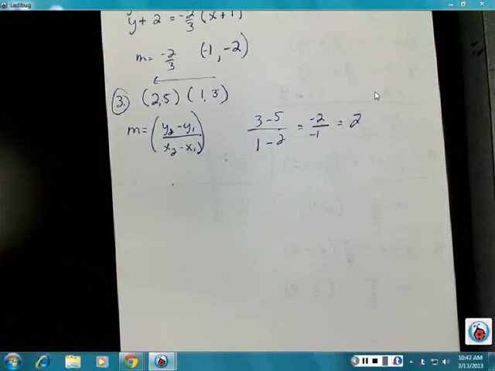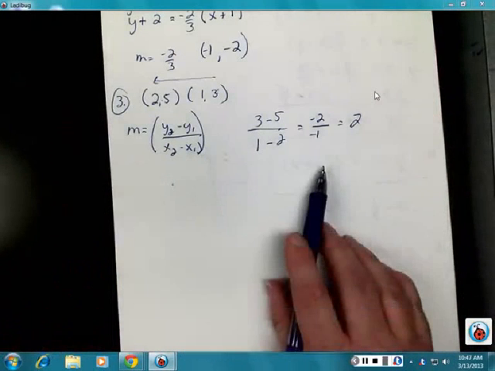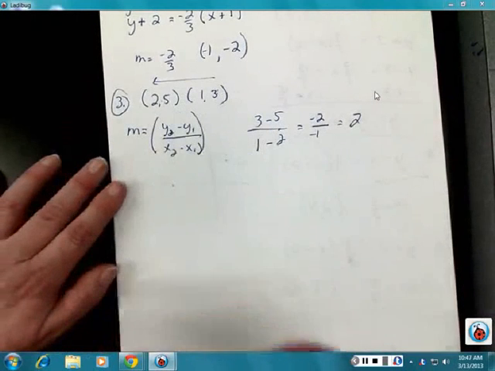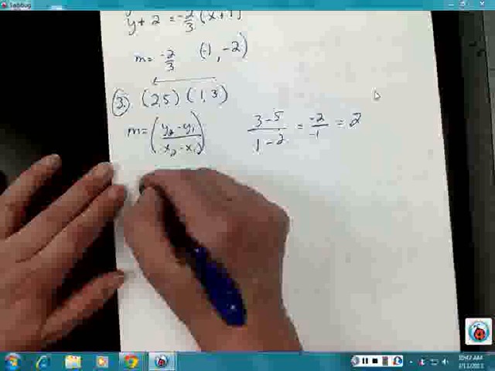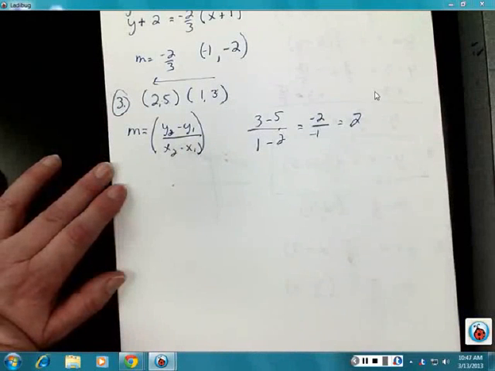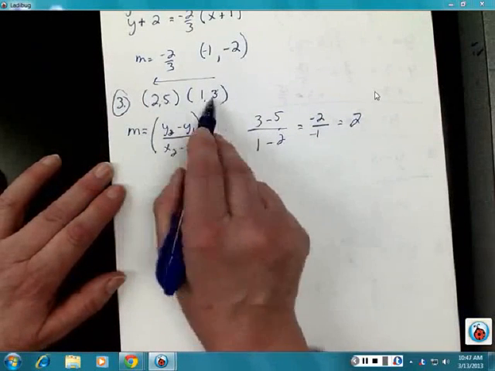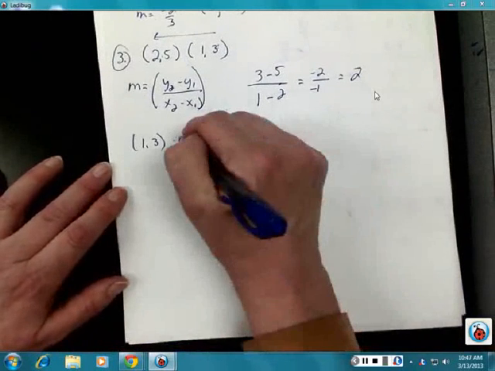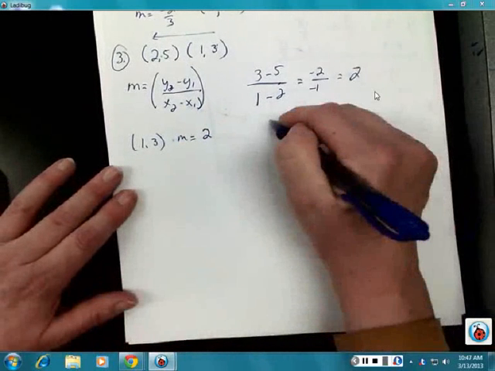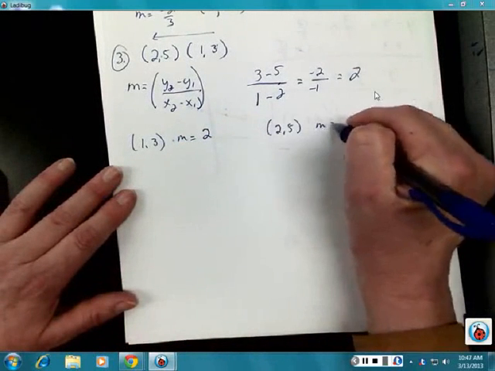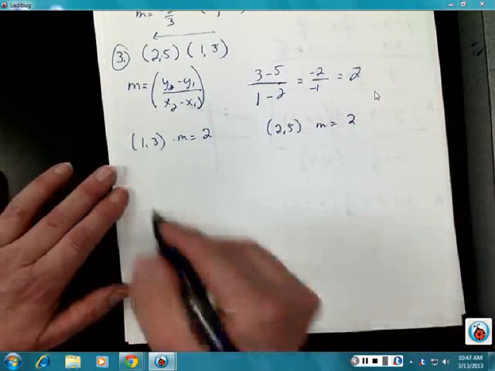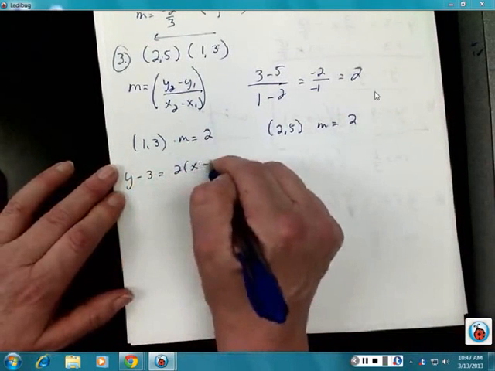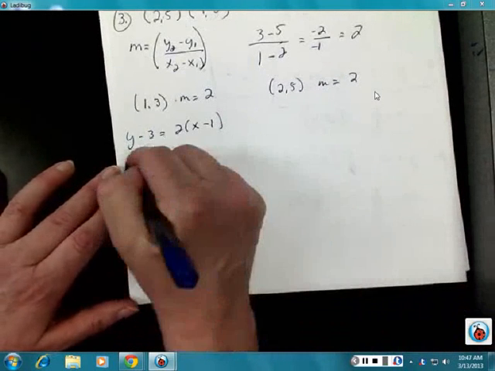So now what do I still need? That's kind of like the last one we just got done doing, because I've got a slope, I've got some points, but I just need to use 1 point. So which one do you want to use? This one or that one? This one? Okay, (1, 3). Would it make a difference? It will not make any difference which one you pick, and I'll show you that, because we'll do (2, 5) as well. So if I plug it in, y minus 3 is equal to 2 times x minus 1. And now I'm back into solving it.